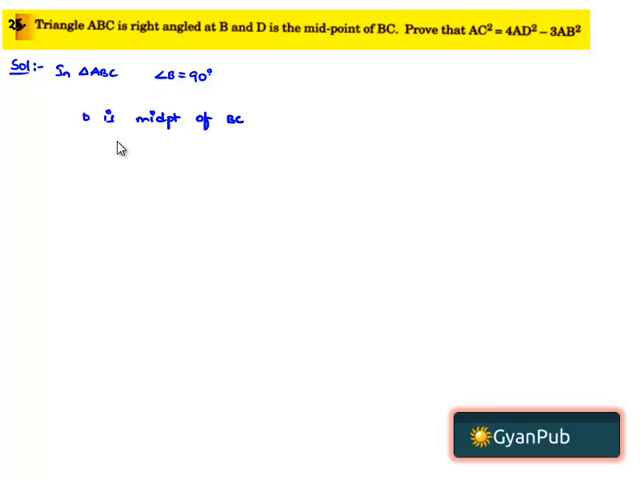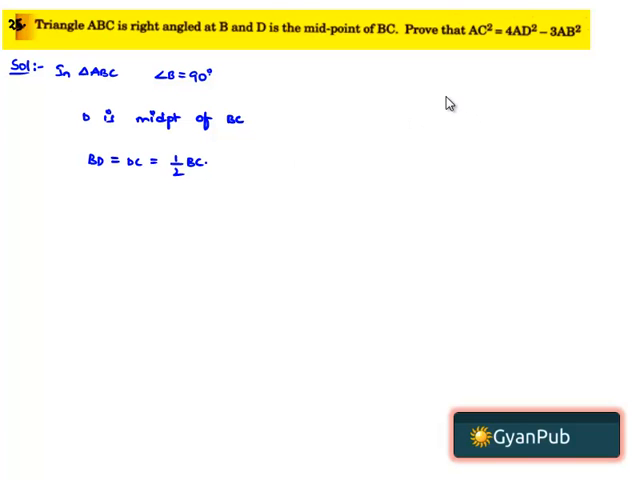Here it is given that triangle ABC is right angle triangle. That means in triangle ABC it is right angle at B, implies that angle B is equal to 90 degrees and D is midpoint of BC, implies that BD is equal to DC is equal to half BC.